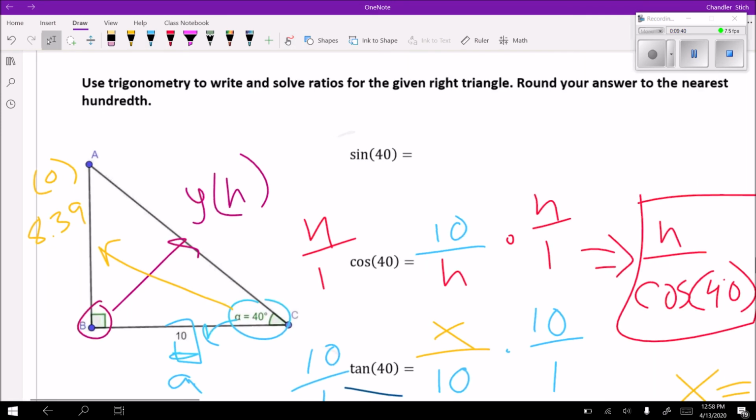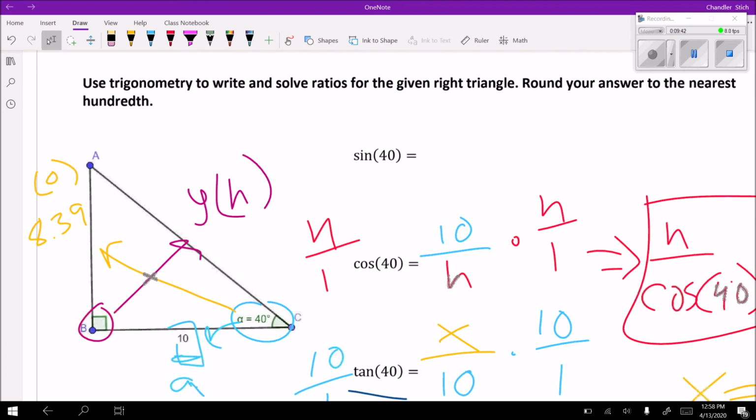Cosine and sine are always the hardest ones, but H, I don't even have to call it Y anymore. I can call it 7.66. And 7.66 is your hypotenuse.